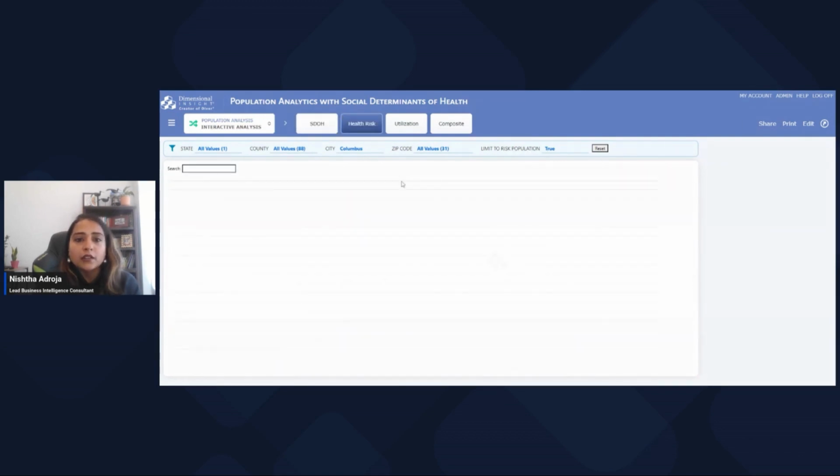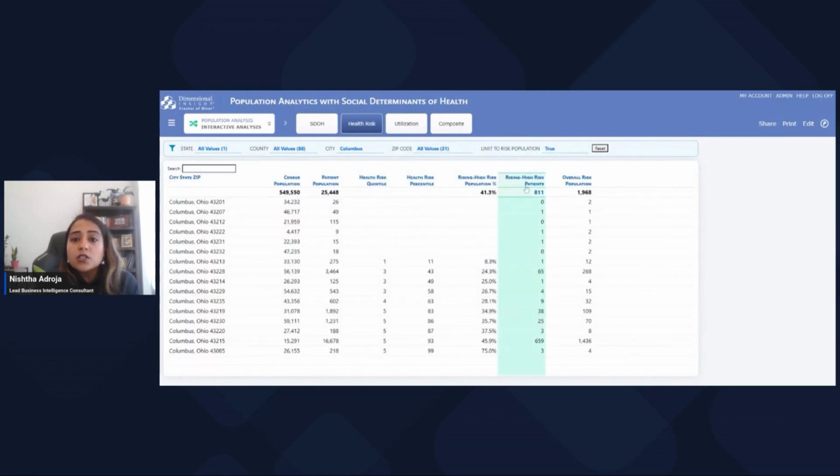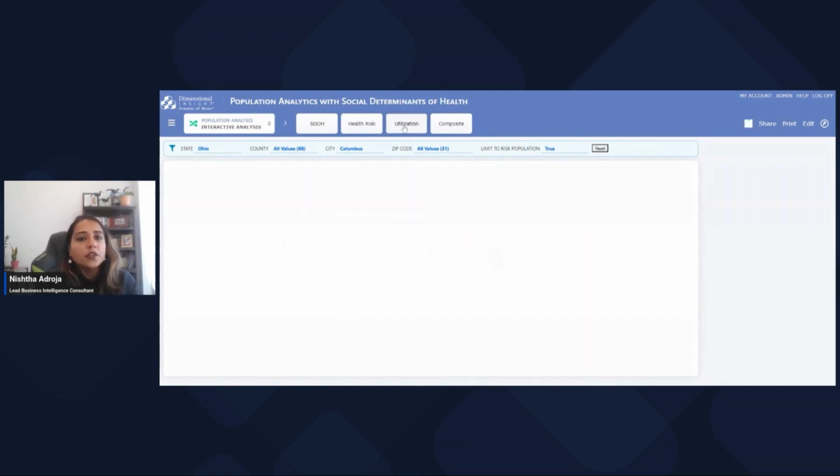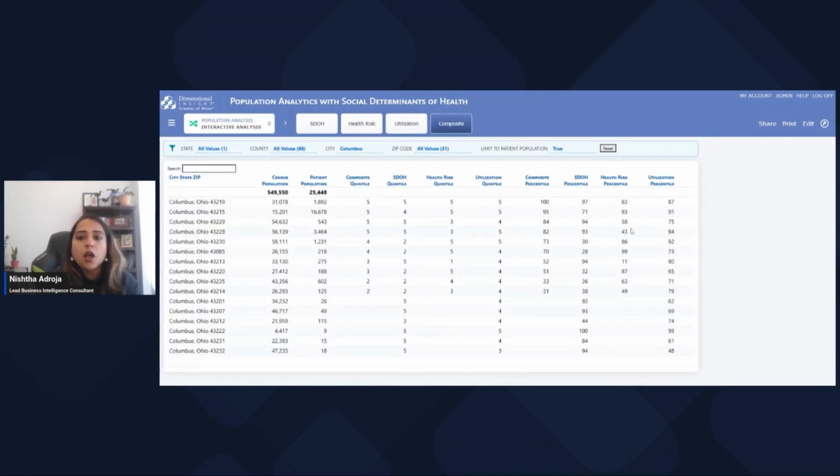When we look at the health risk, you will see that we can click on the quintile values and the percentile values. There are also columns which tell you information about the number of patients with higher risk. For the utilization, there are hospitalization days measures so that you can clearly see what the scores, percentiles and quintiles are. And the fourth page, which is composite, brings all the quintile and percentile information in one page for more analysis.